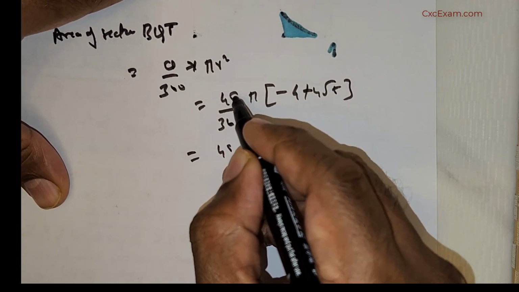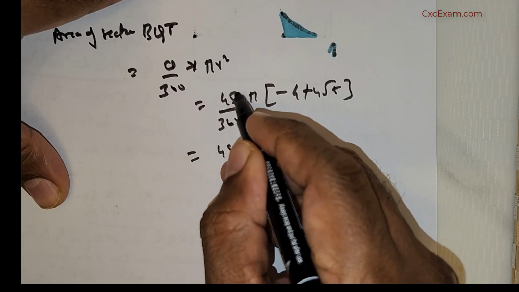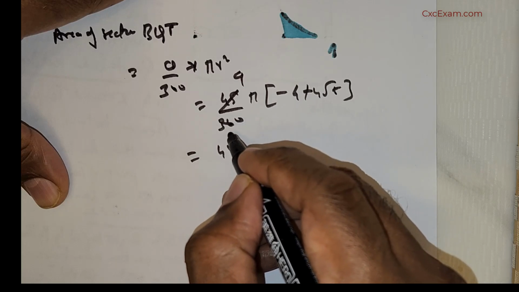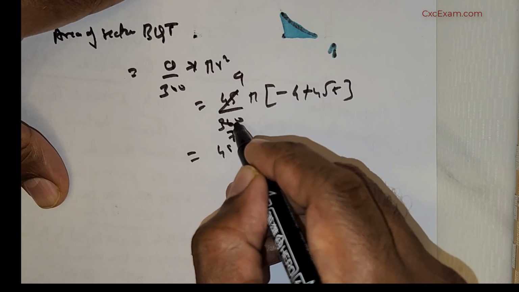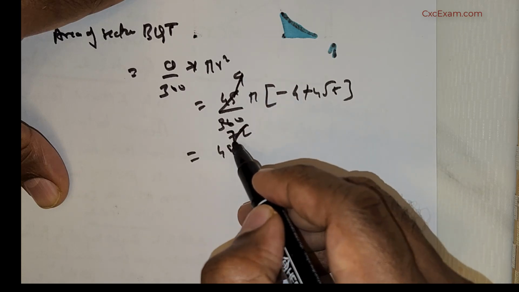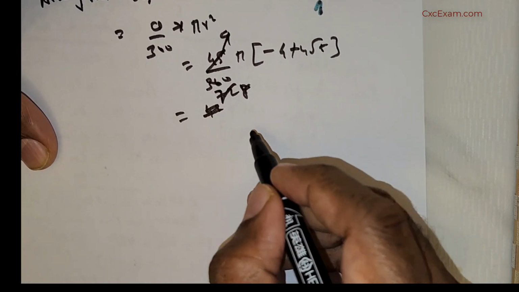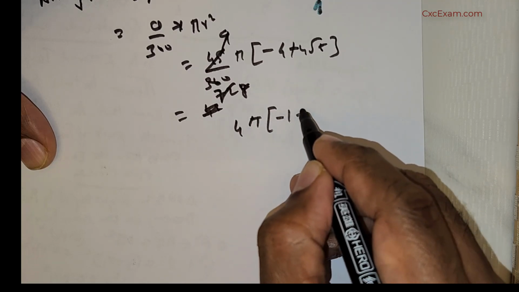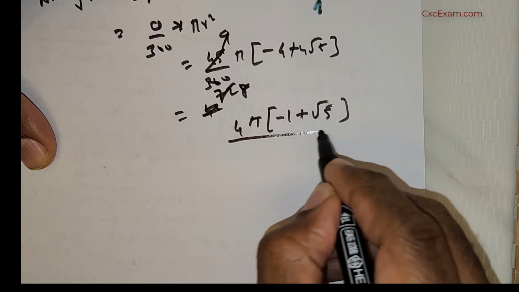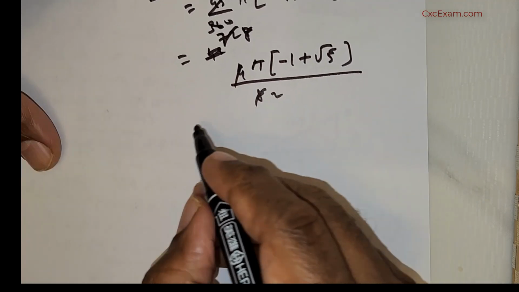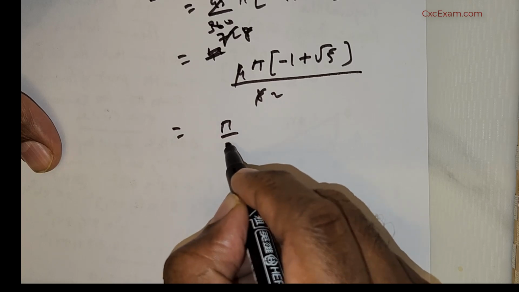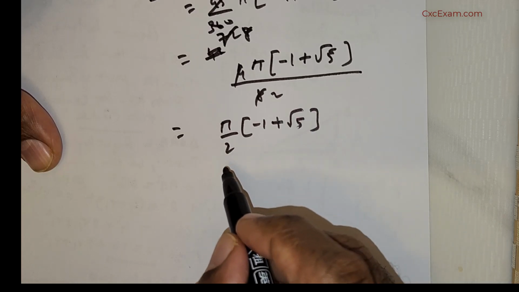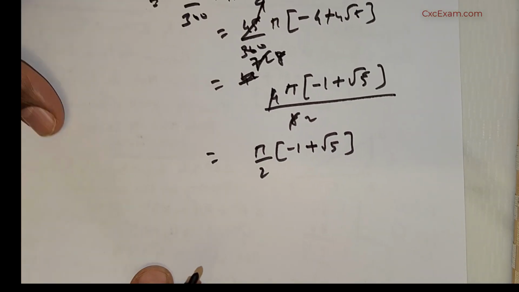Negative 4 plus 4 times root 5. So this is 45 over 360, which simplifies to 1 over 8. Taking 4 out, it's going to be negative 1 plus root of 5, divided by 8. So 4 divides here 2 times. So this is going to be pi over 2 of negative 1 plus root 5. So this is the sector area of BQT.